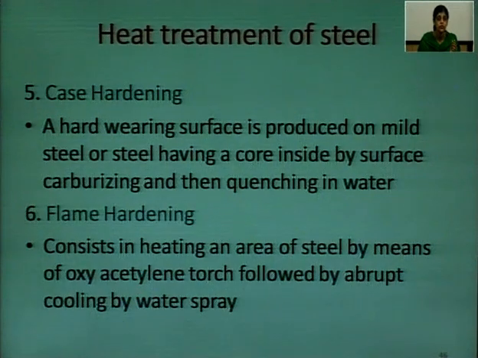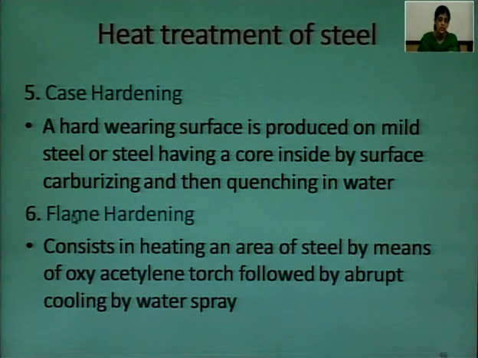The fifth process is case hardening. A hard wearing surface is produced on mild steel or steel having a core inside. By surface carburizing, we will carburize the surface and then we will quench it in water. So that process is known as case hardening. We are preparing a layer on the steel and then we are quenching it in water.